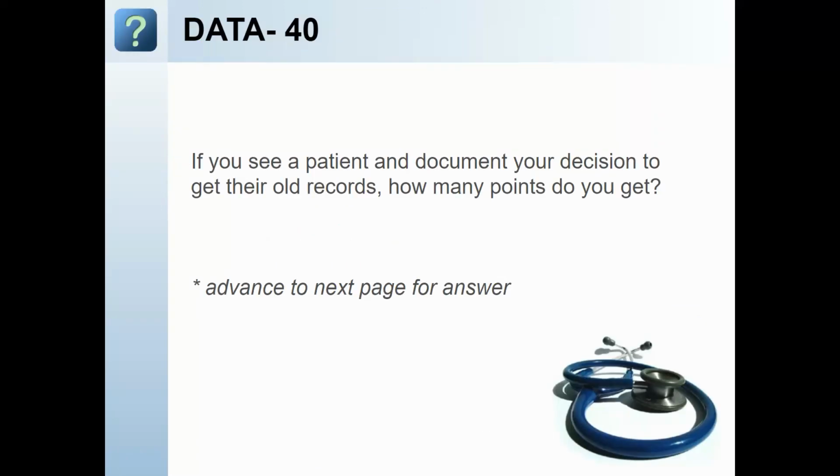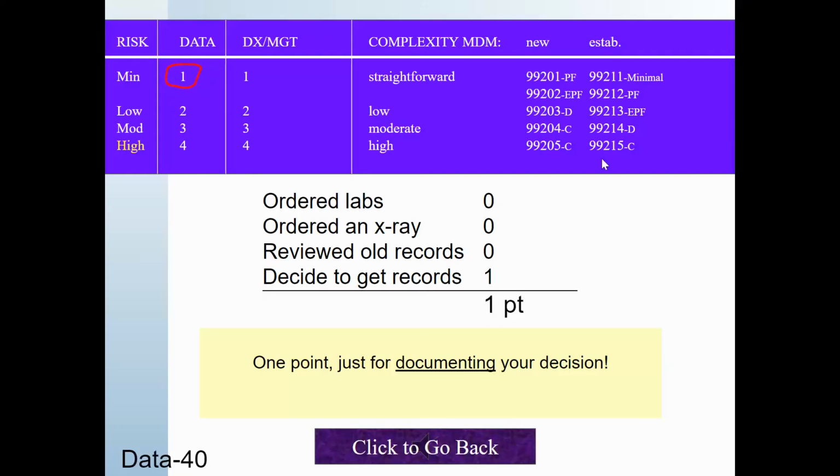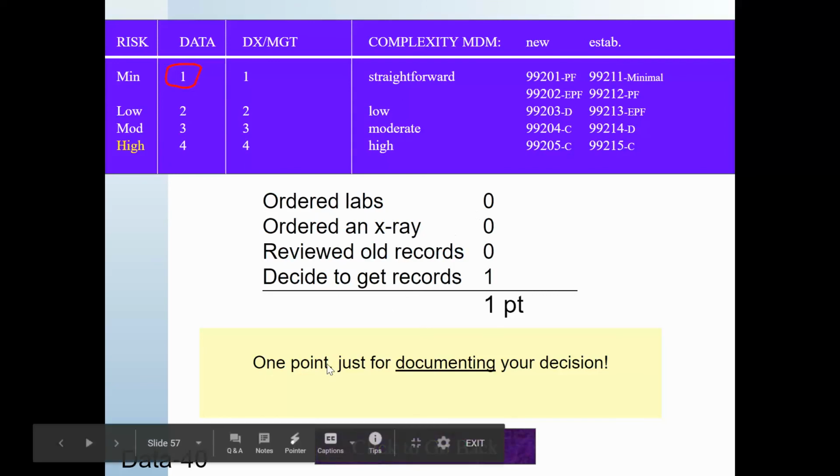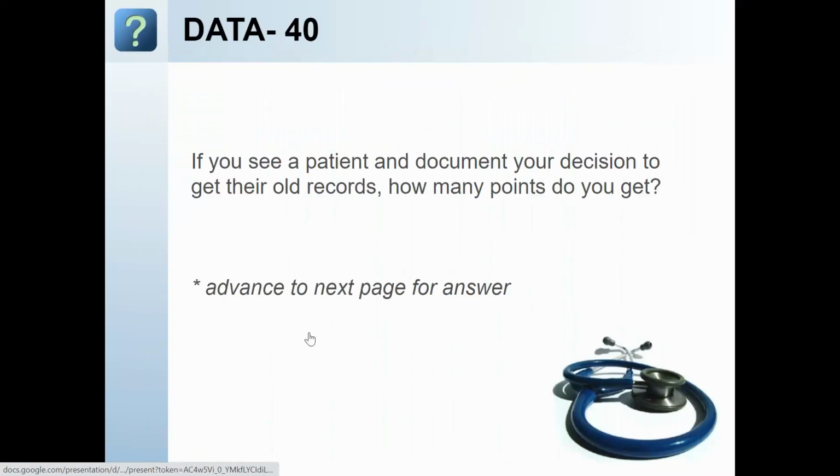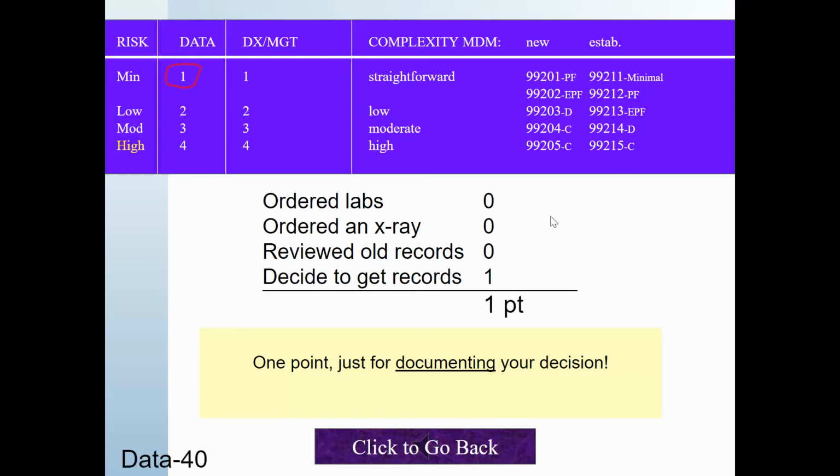Data for 40. If you see a patient and you document your decision to get their old records, how many points do you get? And we've kind of answered that question. We get 1 point just for documenting your decision to get those old records. And I'll show you again where that is on your worksheet. 1 point in the data section to get the old records. Okay? You see a patient, you document your decision to get old records, how many points do you get? You get 1 point just for documenting your decision.